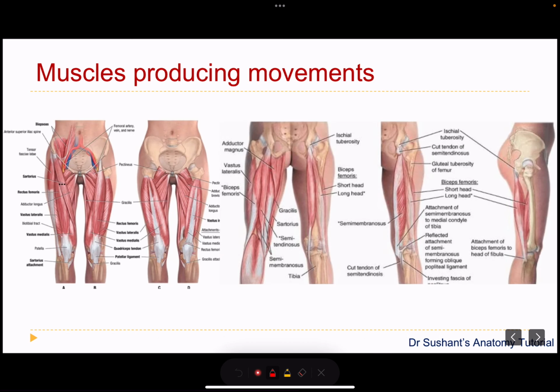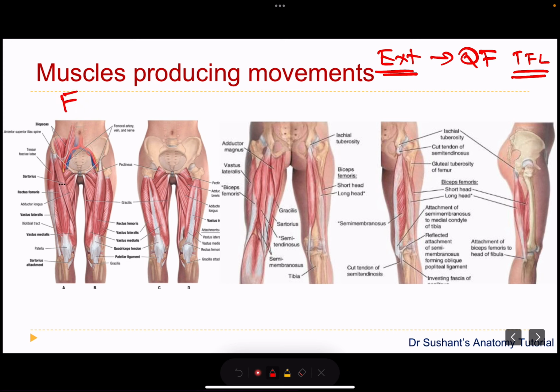Now, what are the muscles producing movements? So this is important. The extension of the knee joint is by the quadriceps femoris, that is, muscles of the anterior compartment of the thigh, assisted by the tensor fascia lata. It helps to maintain the extended position of the knee. Which one? The tensor fascia lata.